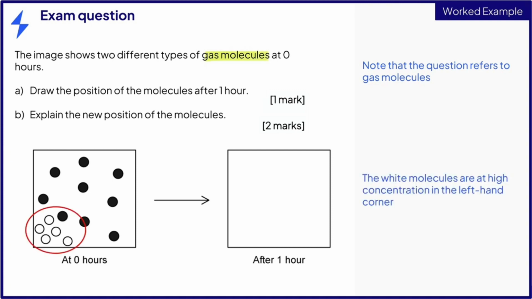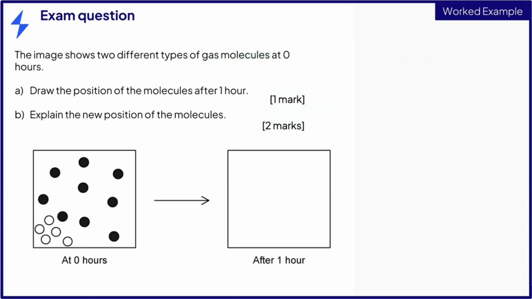You can see that at 0 hours the white molecules are in high concentration in the left-hand corner, and the rest of the container has no white molecules. So we would expect these molecules to diffuse from a high to a low concentration. The black molecules are already fairly evenly distributed, so we would not expect their distribution to change much.